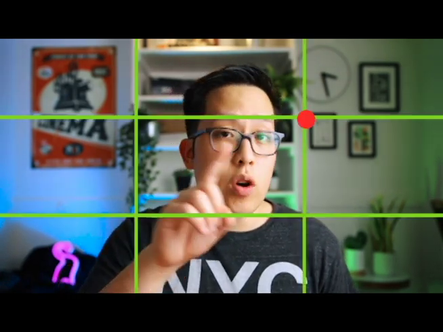Today we're talking about the rule of thirds. The rule of thirds is a guideline used by photographers and videographers to compose their images. This rule doesn't only apply to video, it applies to art and design as well. The rule states that if you put an object of importance in either of the four intersecting points of the grid, it would make your image more visually pleasing.